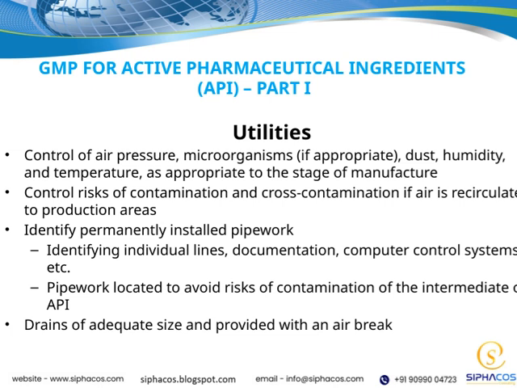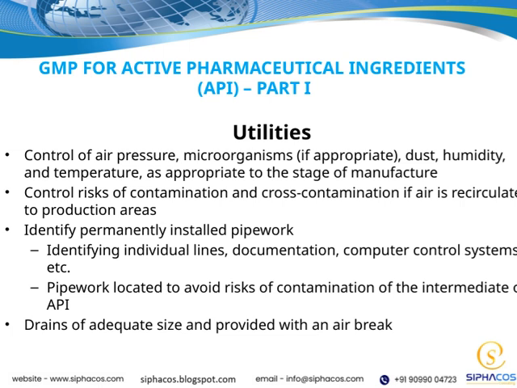Identifying permanently installed pipework is another key aspect. This includes clearly marking individual lines, maintaining comprehensive documentation, and utilizing computer control systems to monitor and manage the piping effectively. Proper identification simplifies troubleshooting and ensures that the system remains compliant with GMP standards. The pipework itself should be located strategically to minimize the risk of contaminating intermediate products or active pharmaceutical ingredients. Positioning pipes thoughtfully helps protect product integrity throughout production.